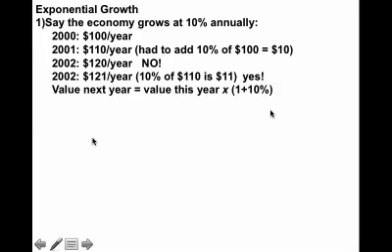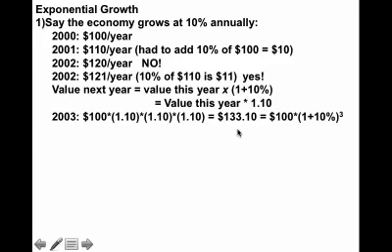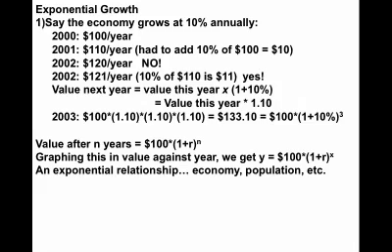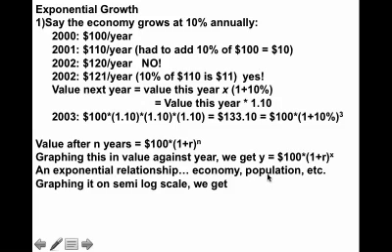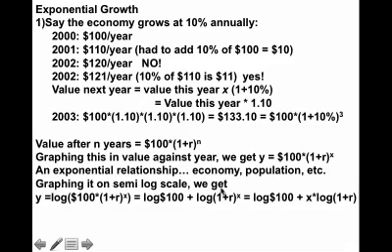So each year, the value you have is what it was the year before times 1 plus 10%. And in year 3, you'd have 133. And you just multiply by 1 plus 10% 3 times. This is an exponential relationship. And this is what we see when we look at economy as a function of time, population as a function of time, growing exponentially, but we can graph it on a semi-log graph and we'll get a straight line.